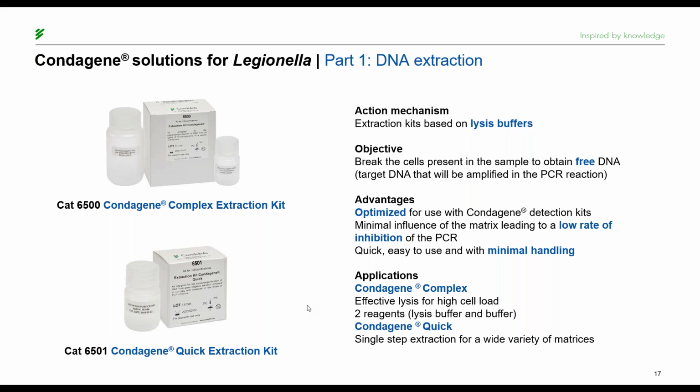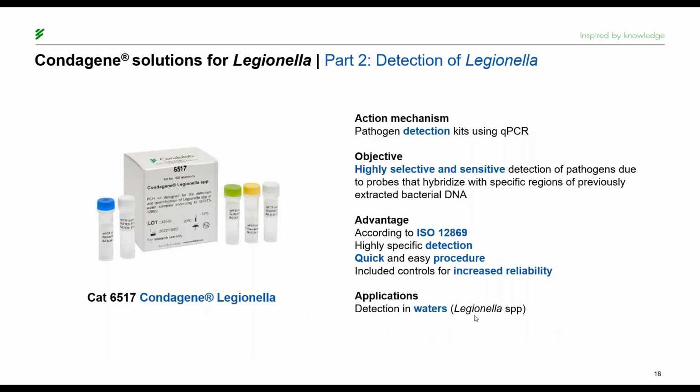And then the second is the Condagene quick extraction kit. As its name indicates, it is a rapid kit where the extraction is carried out in a single step with a single reagent, and that we have successfully tested with a wide variety of matrices. Both extraction kits work perfectly for gram-positive and gram-negative bacteria, so either of them would work flawlessly for our Legionella samples. With any of them, we can obtain a correct extraction of the target DNA to use in the next step, which would be the detection of Legionella in this case.